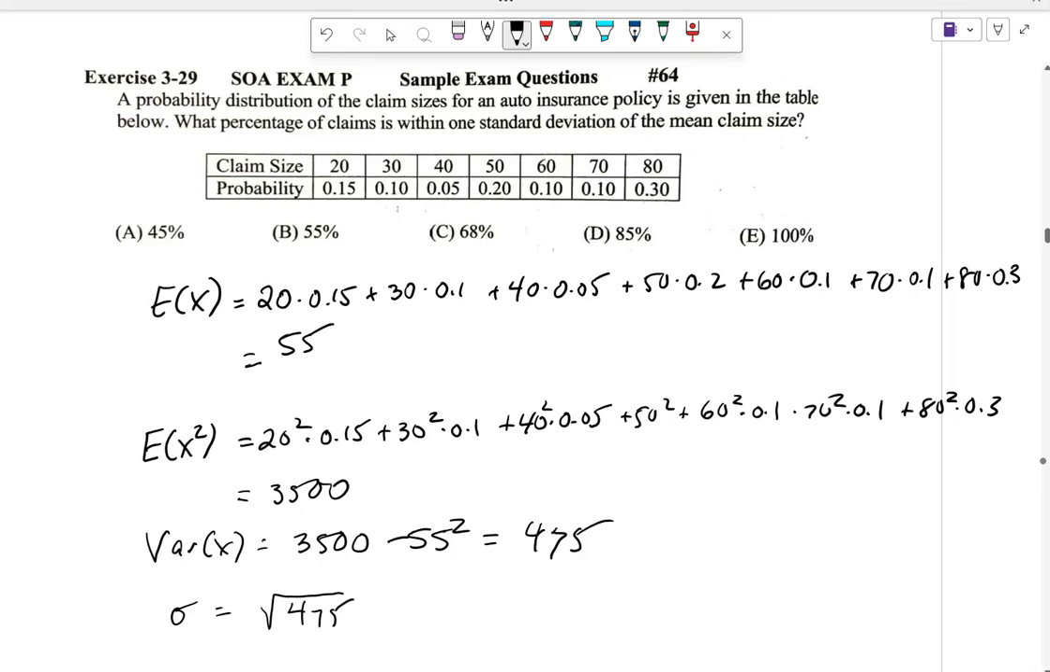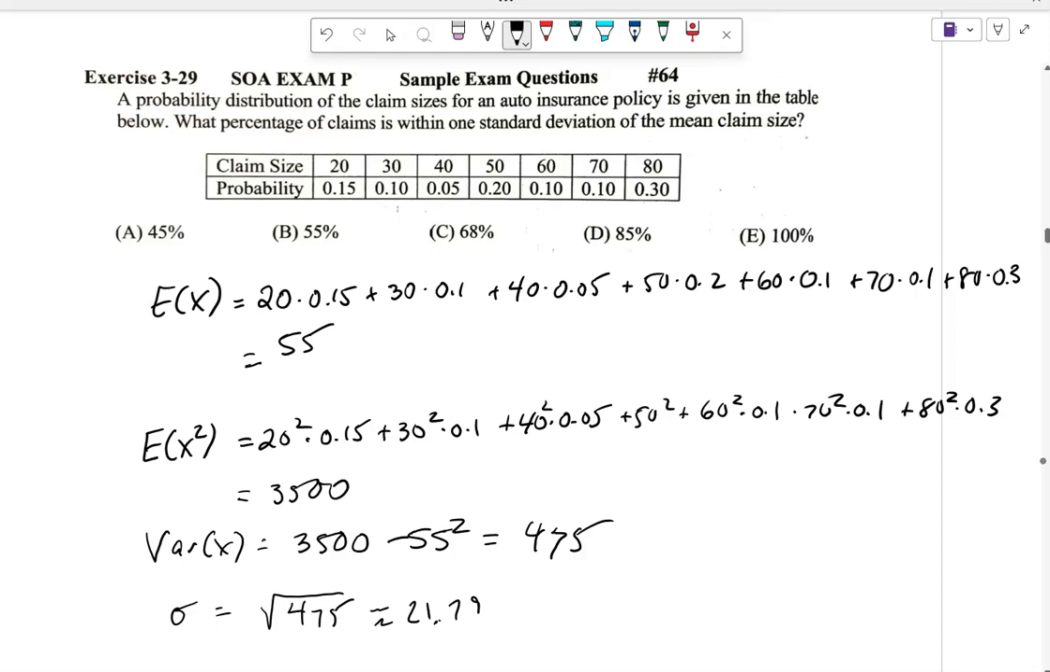What is that? It's between 21 and 22. 21 point something. Yeah, 21 squared is 441, 22 squared is 484. So I knew it was closer to 22 than 21. So a little bit less than 22. So we're looking for, it says within one standard deviation, claims that are between 22 less than that. 22 less than that is about 33, so a little bit bigger than 33, and a little bit less than 77.